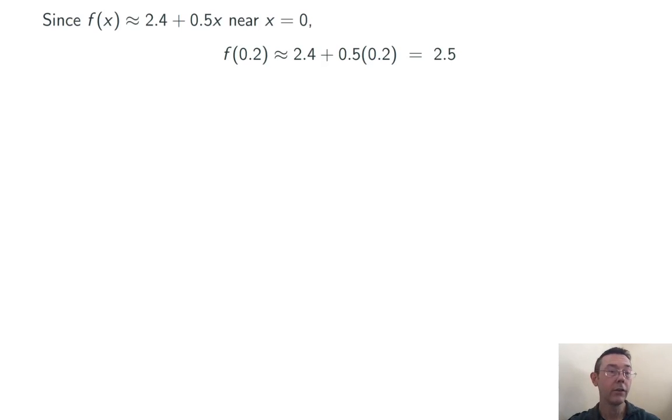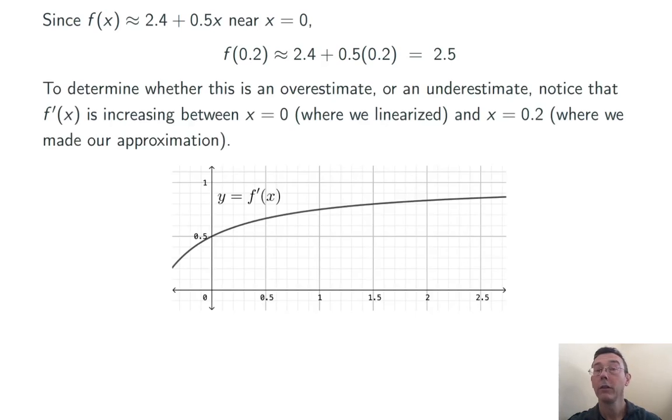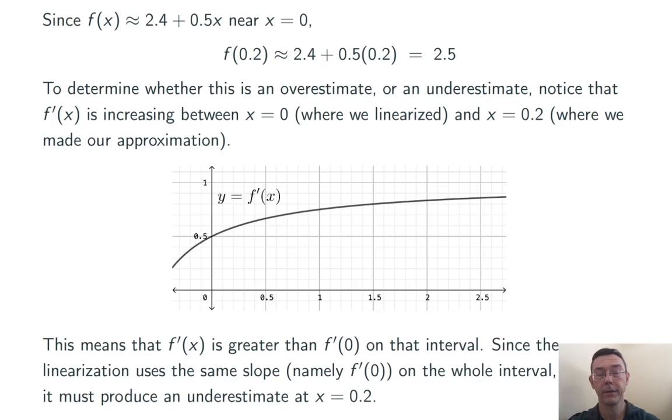Now, in order to find an approximation for f of 0.2, all we have to do is plug 0.2 into that equation. When we do and simplify, we get 2.5. To determine whether this is an overestimate or underestimate, we notice that f prime of x is increasing between x equals 0 and x equals 2. In other words, on that whole interval between where we linearized and where we made our approximation. That means that f prime of x is going to be greater than f prime of 0 on that interval. Since the linearization uses the same slope, namely f prime of 0, on the whole interval, it's going to have to produce an underestimate at x equals 0.2.